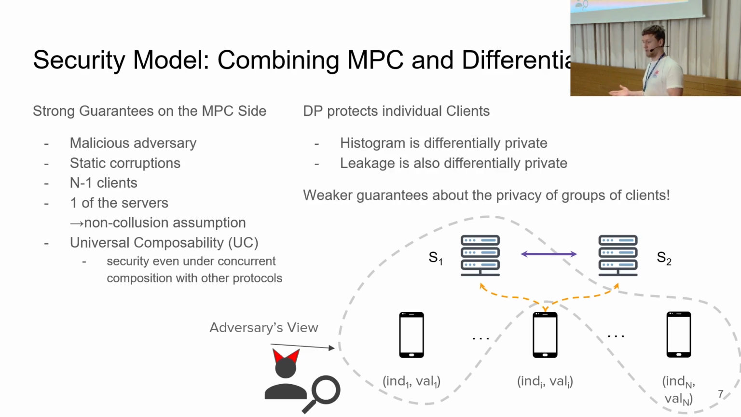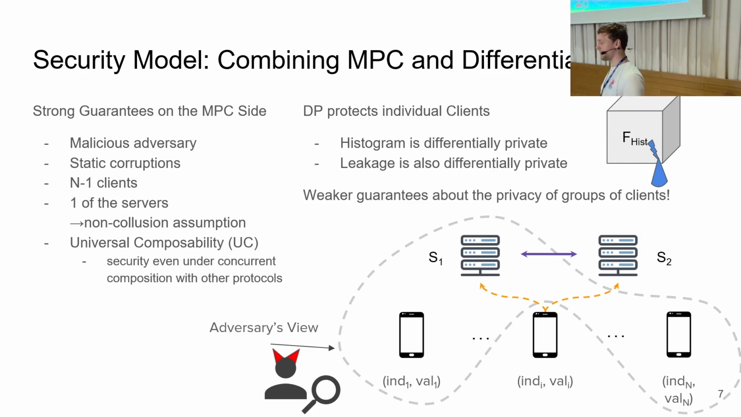And then for the output privacy, we have differential privacy that protects the privacy of individual clients. We are not achieving the ideal of MPC, the ideal functionality that does not leak anything. In fact, our functionality will be leaky and it will reveal something more than the actual output that we want. But what we guarantee is that the output is differentially private, and the leakage of the functionality is differentially private, which means overall the protocol reveals only differentially private information about clients. Differential privacy also implies some weaker guarantees about groups of clients, which this slide is here for.